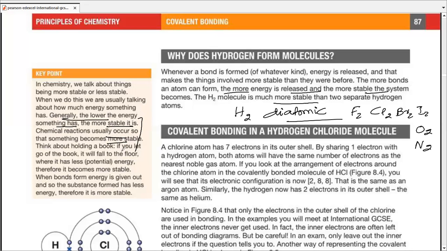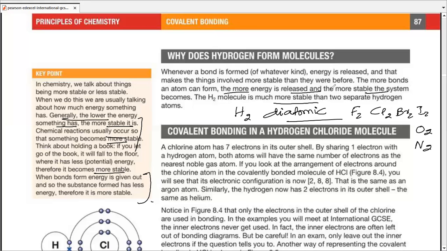Think of it like holding a book. If you let go of the book, it would fall to the floor. When it falls to the floor, it has lower potential energy. Therefore, it becomes more stable. So when bonds form, energy is given out. The more energy given out, the more stable the bond would be. And that's what is written over here. Make sense? Yes. Good, good.